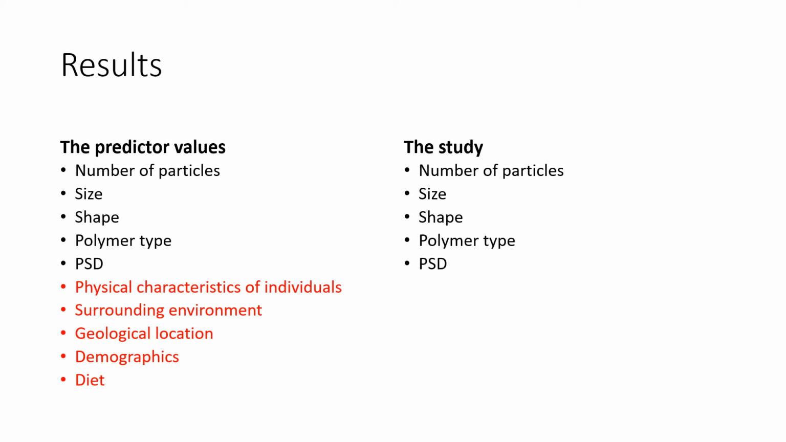Now, we are moving on to the results part. One of the aims of this paper was determining the predictor values. Number of particles, size, shape, polymer type, particle size distribution, physical characteristics of individuals, surrounding environment, geological location, demographics, and diet are listed as the predictor values. In this paper, only the first 5 are included in the final product.